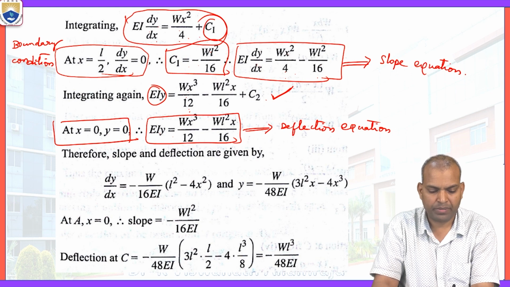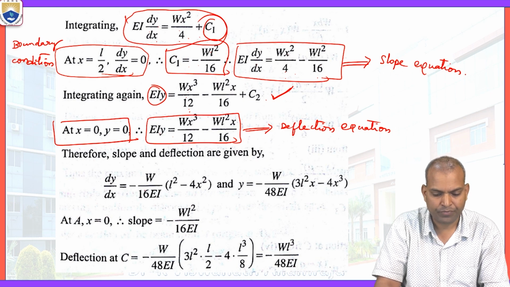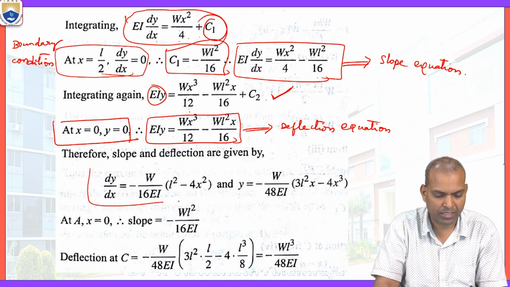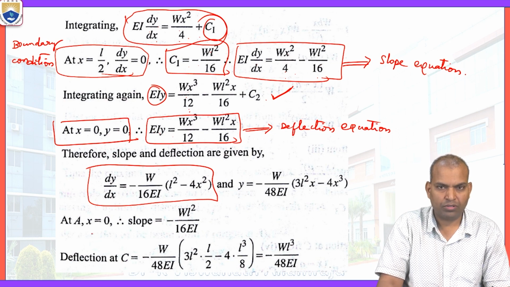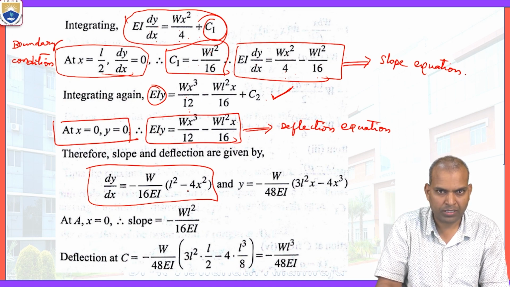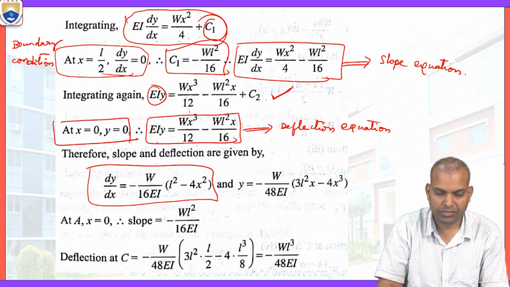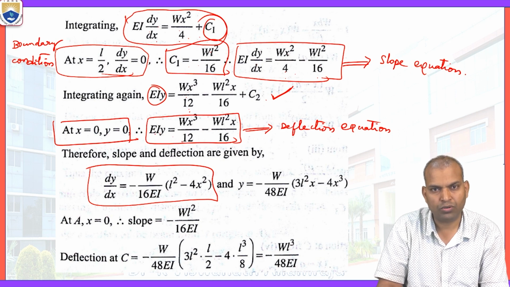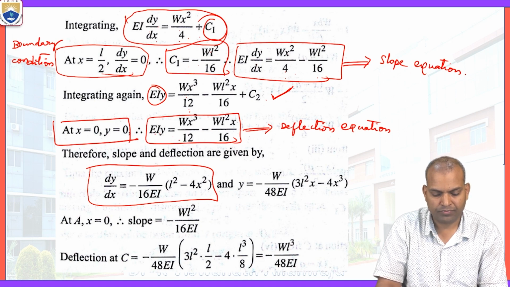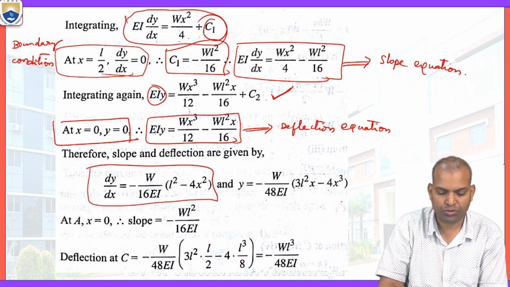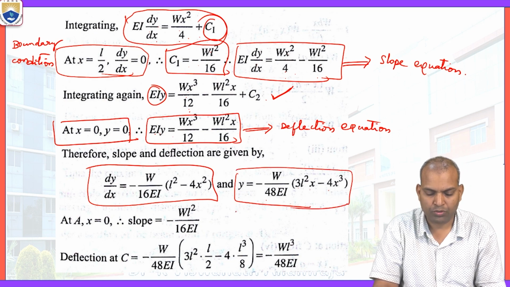For the slope dy/dx, EI, the flexural rigidity, goes to the right-hand side, and we make the common term W by 16 EI. If we make it common, that is L squared minus 4x squared. So dy/dx equals minus W by 16 EI times L squared minus 4x squared. And the deflection in terms of y, the flexural rigidity goes to the right side, then take the common term LCM, that is 48 EI, so it becomes L squared x minus 4x cubed. This is the equation of the slope.